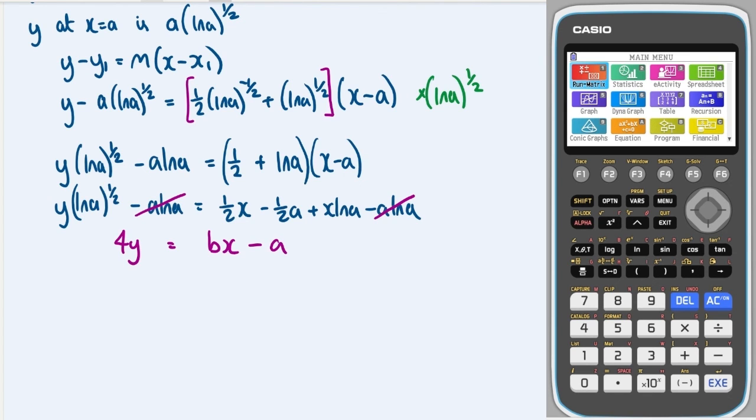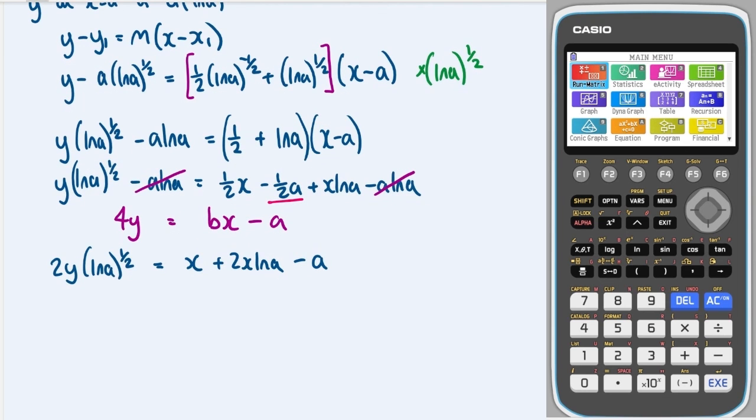And what I can notice is that on this side we do have minus a half a. So let's multiply the whole equation by 2. So that will give me this is equal to an x and plus 2x ln a and then minus a. So now we're getting very close to being able to compare coefficients. In fact, we can now compare coefficients.